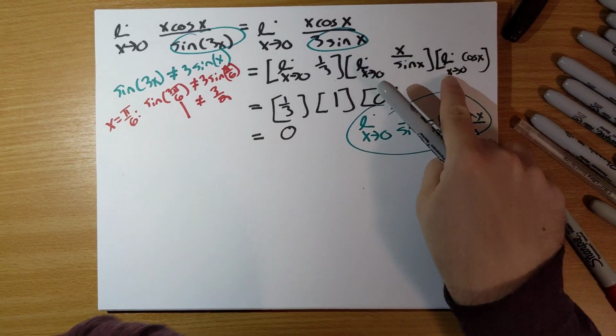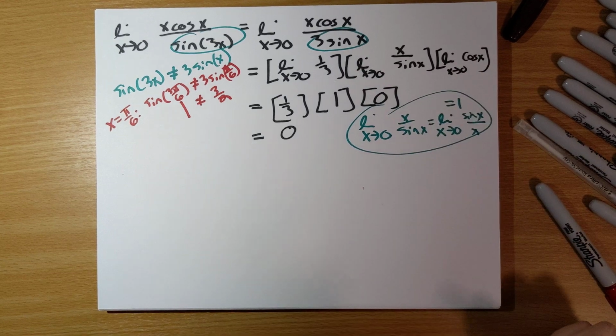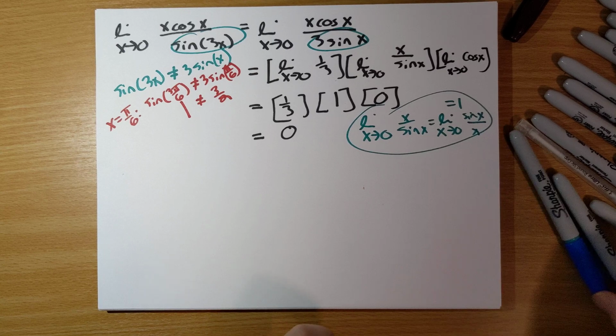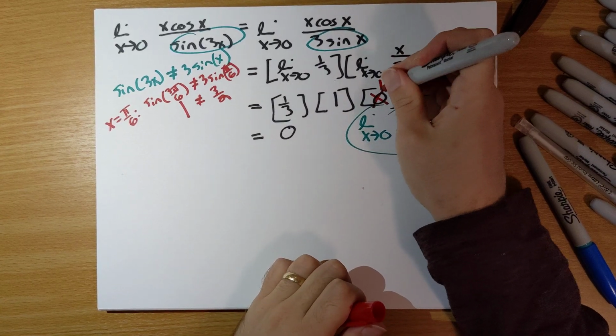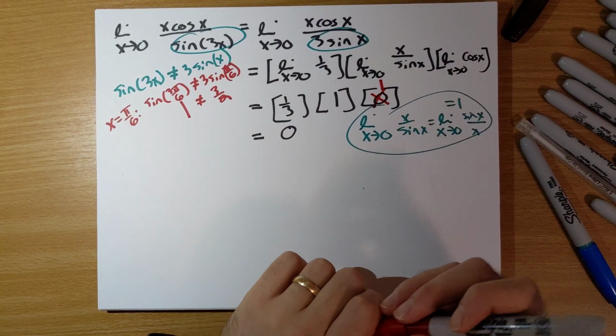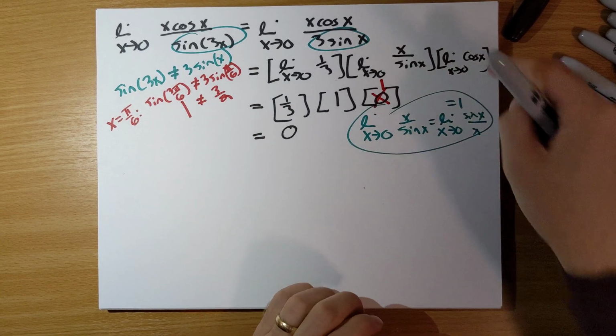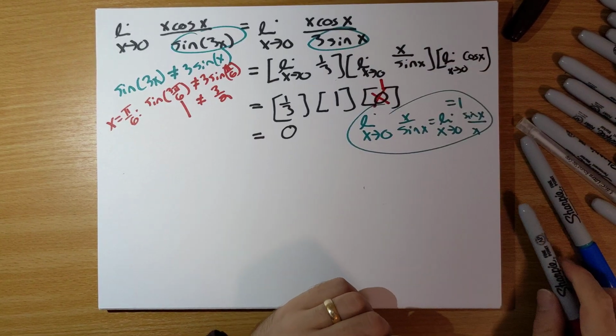But then the limit as x goes to 0 of cosine x, we plug in 0 into cosine x, cosine of 0 is 1. And so here is a second mistake: going from here to here, that should have been 1.